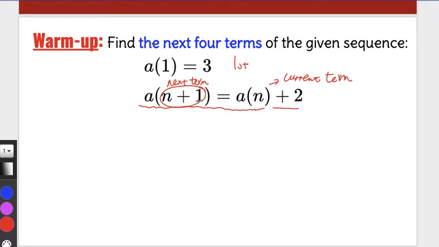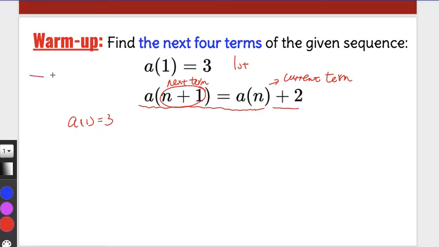So the most important part to understand the recursive formula is to consider what this equation is telling us: the relation between these 2 consecutive terms. We can interpret this as, in order to get a next term, I need to add 2 to the current term. So we already know the first term, which is 3.